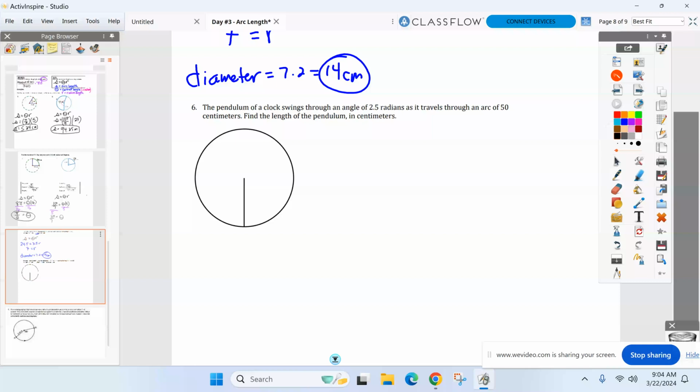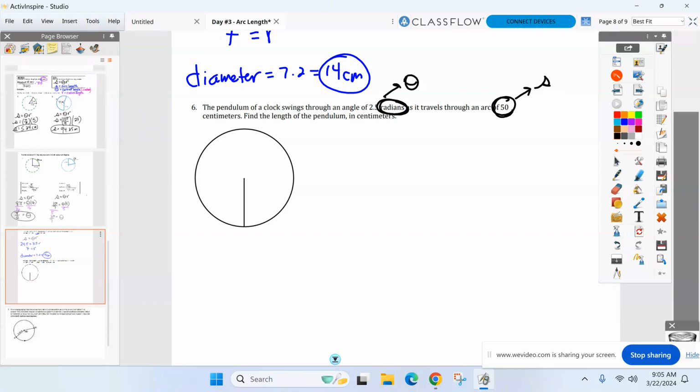The pendulum swings through an angle of 2.5 radians. What am I going to plug that in for? That's my theta. And it travels through an arc of 50 centimeters. Where's the 50 going to get plugged in for? An arc length of 50. That's S. Good. Now here's what I want you to focus on.